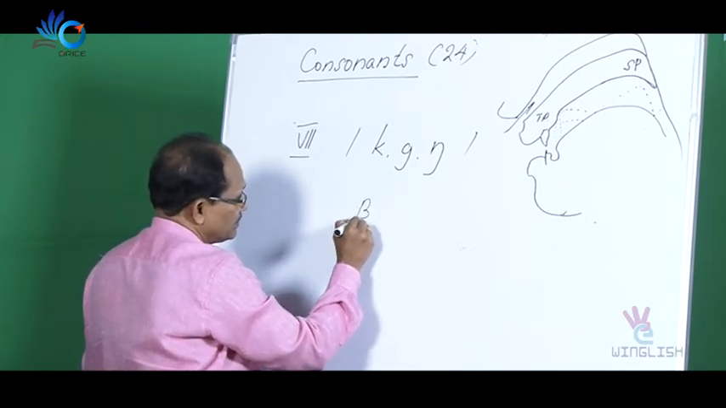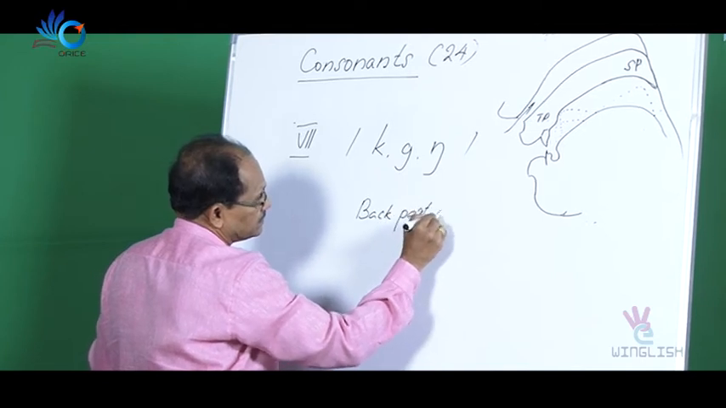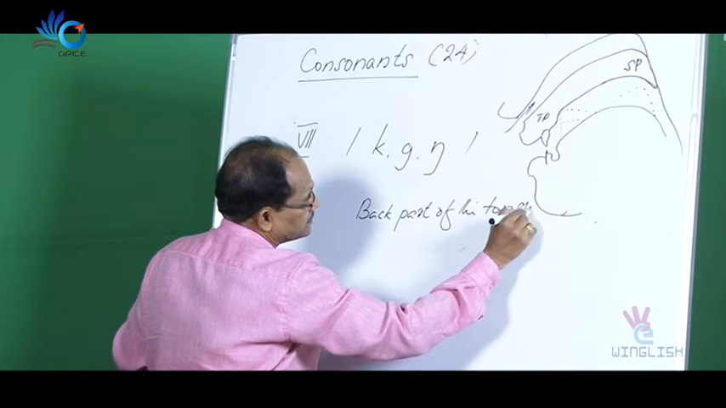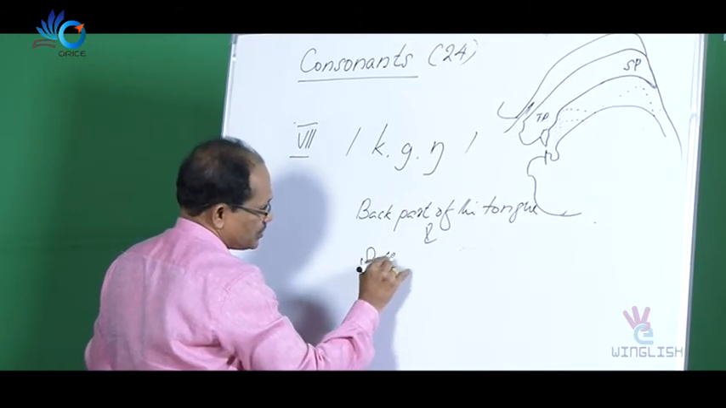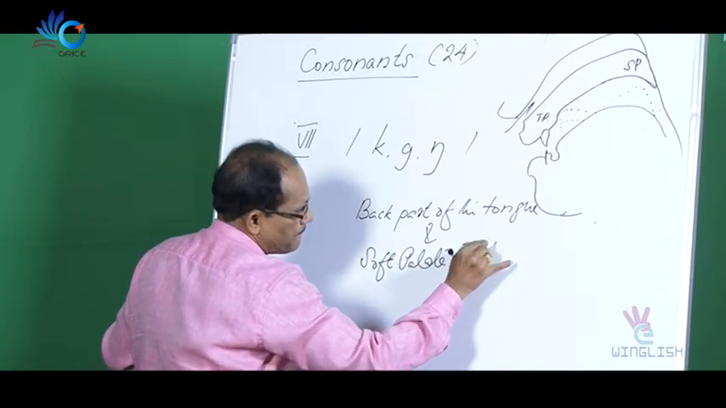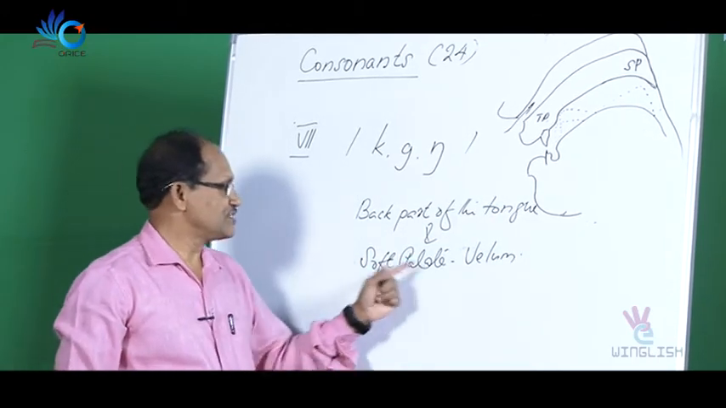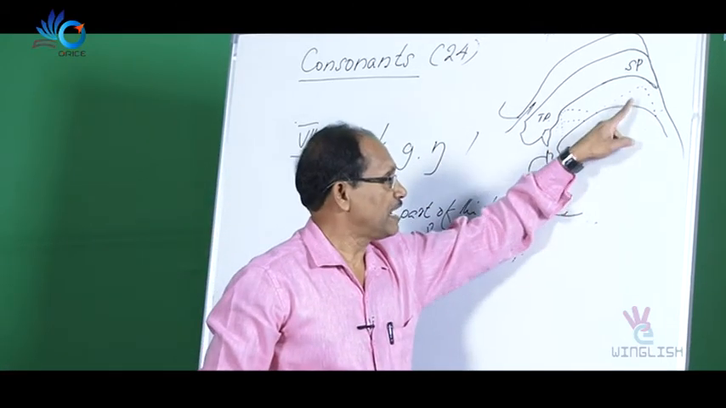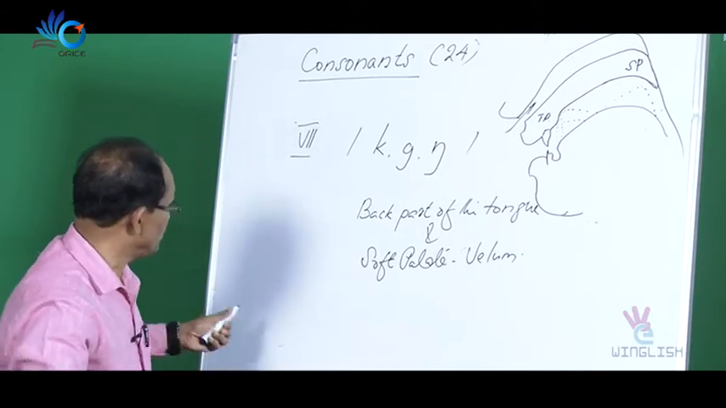So, the back part of the tongue and soft palate or velum. So, these are the articulators. Okay. Back part of the tongue and velum, that is the 7th group.